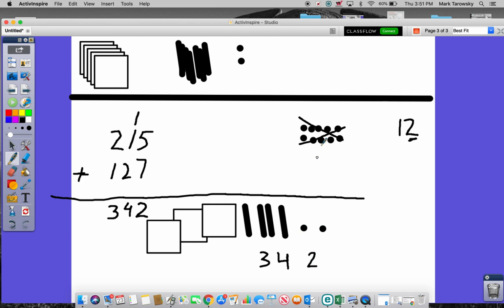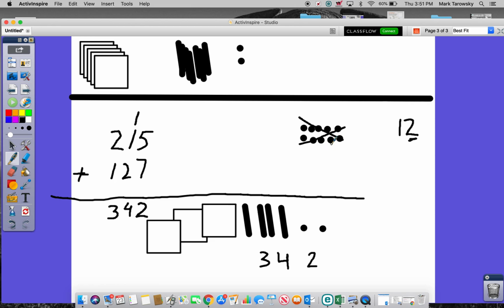We've always got to think about, though, when we have more than 9 in our ones place, or even actually in any of the places, when we get more than 9, we regroup them. In this case, our focus is going to be that ones place and regrouping it like we did here.